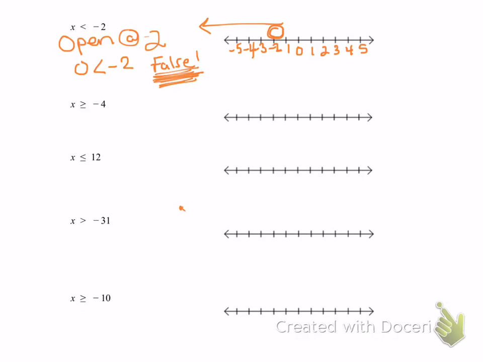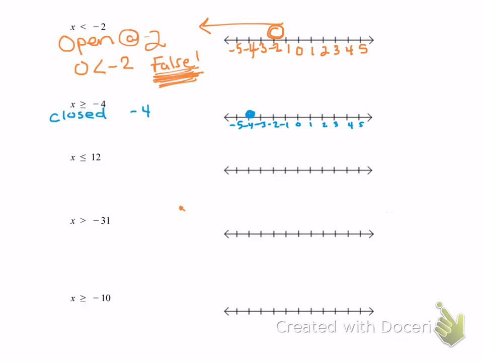All right, we got our next inequality. We got x is greater than or equal to -4. So first step, open or closed, and we can tell that this one is going to be a closed circle at -4. Well, again, my line's not labeled, so let's do it. We got 0, 1, 2, 3, 4, 5, -1, -2, -3, -4, -5. Here we go. So I have a closed circle at -4.